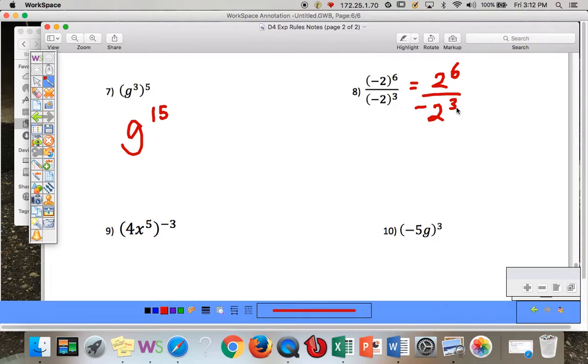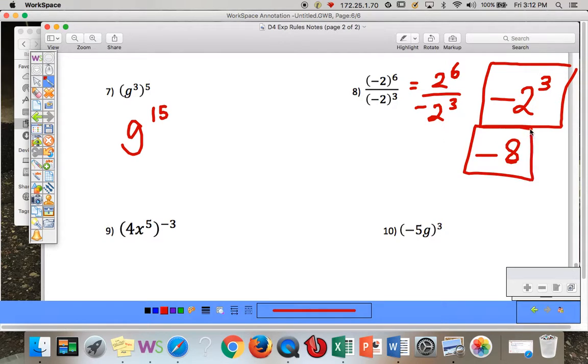And we have the same base here, so you're going to think there's 6 2's on top and 3 on bottom. When you cancel, there's 3 left on top. But again, that negative makes the whole thing negative. So here's your final answer. If you type that in, 2 to the 3rd power is 8. You could also write this as negative 8. Okay, let's try the next one.